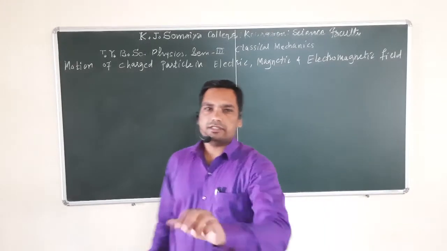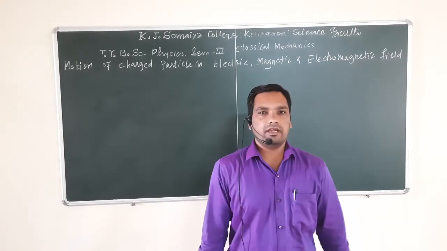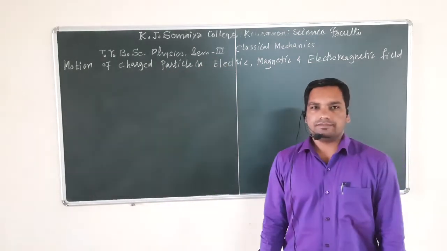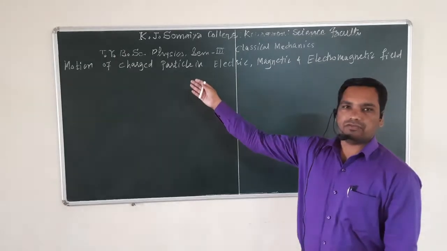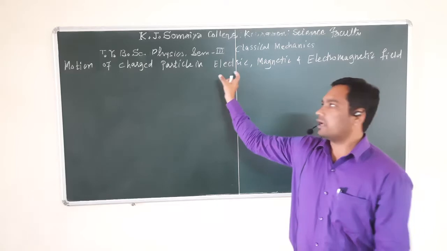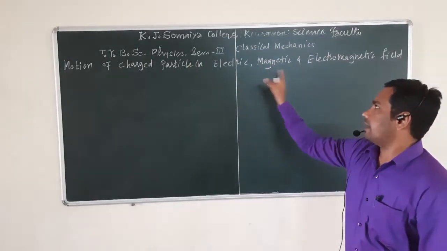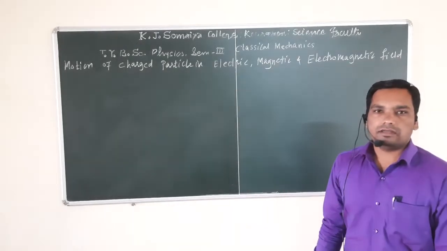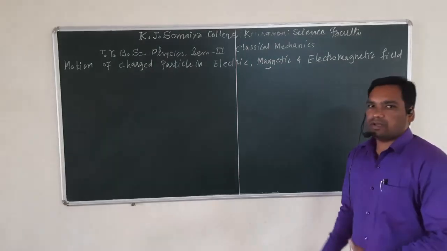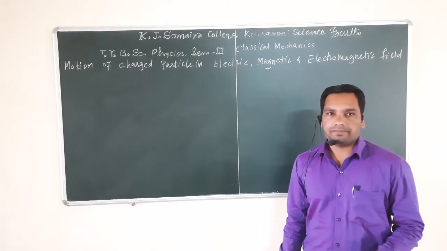Good morning, dear students. In this lecture, we are going to study motion of charged particle in electric, magnetic, and electromagnetic fields. These are the three sections. In the first section, we are going to study motion of charged particle in electric field. Then in the next section, we are going to study motion of charged particle in magnetic field. Of course, all the electric, magnetic, and electromagnetic fields are constant in time. How that charged particle behaves in such electric, magnetic, and crossed electromagnetic fields, that we are going to study.